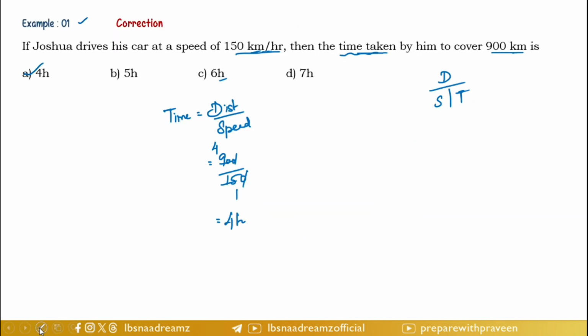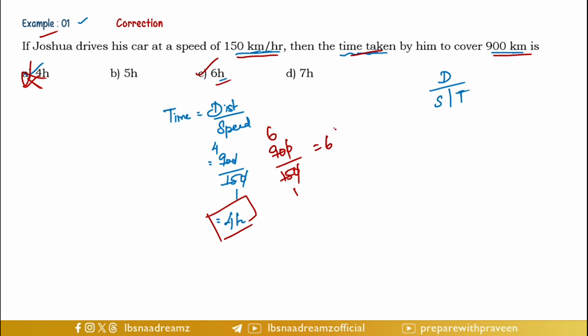Before seeing today's topic, I need to clarify one thing. In the last video, there is a correction in example 1. If Joshua drives his car at a speed of 150 km per hour, then the time taken by him to cover 900 km is, what I did, I chose 4 hours as the right answer, but that is the wrong answer. Why? When dividing 900 by 150, 15 6s are 90, right? So instead of 6, I chose option 4 as the right answer, but that's the wrong answer. So option C, that is 6 hours, is the right answer. Okay.